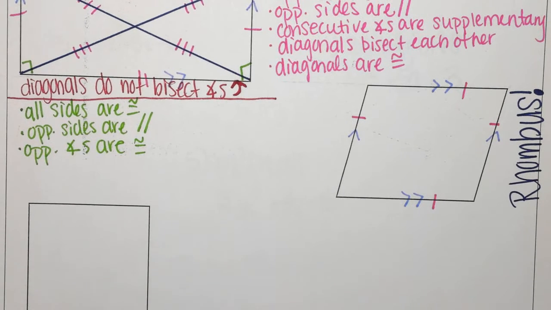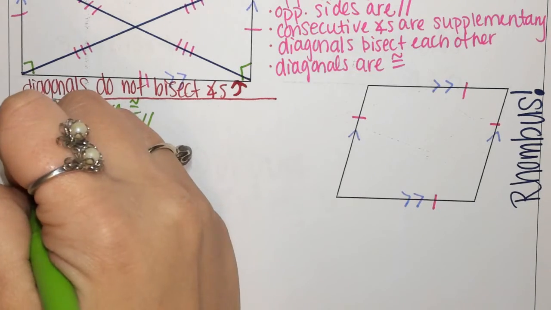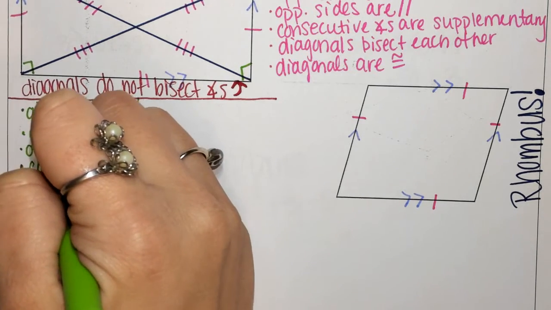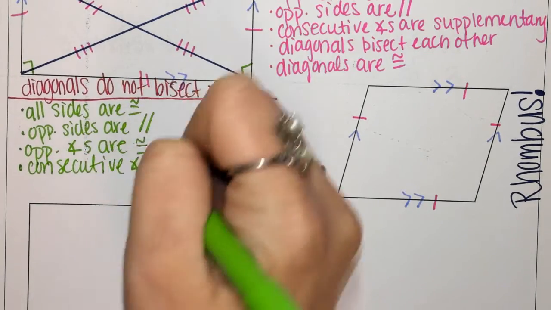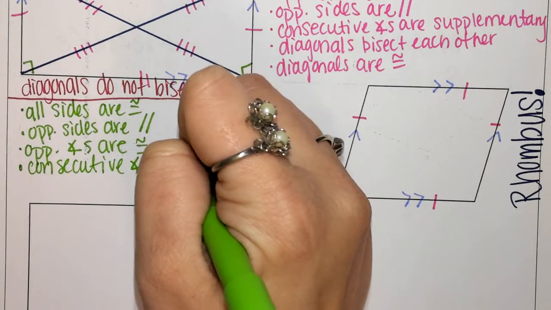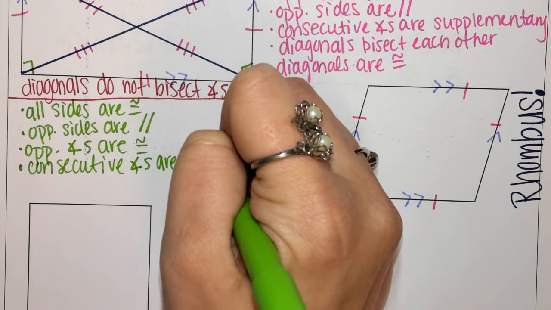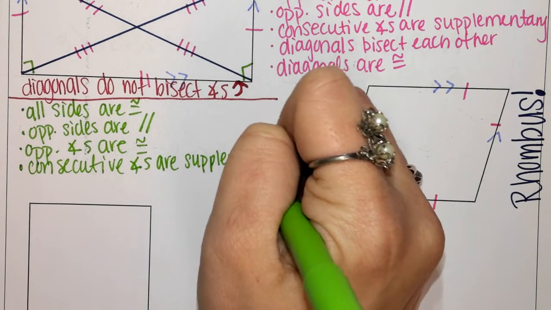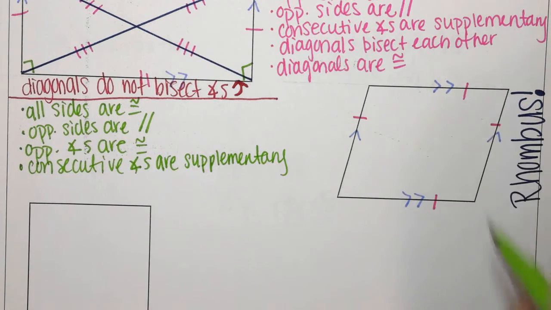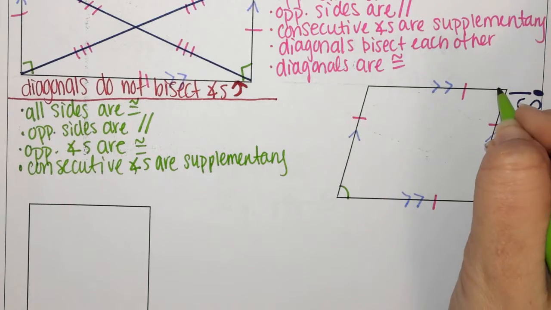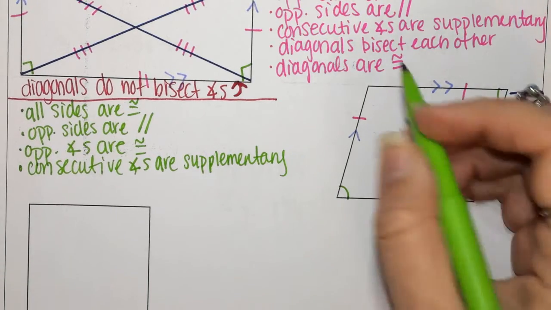Alright, opposite angles are congruent. What do we know about consecutive angles? Supplementary, yep. Add up to 180. Should we put rainbows on our opposite angles? Yes. How many rainbows would we put on bottom left and top right? 1. How many rainbows would we put on top left and bottom right? 2.